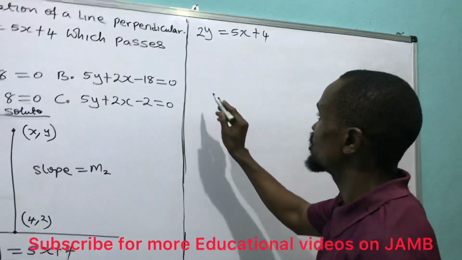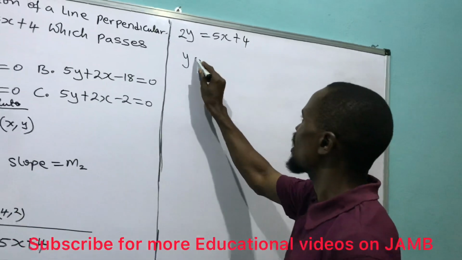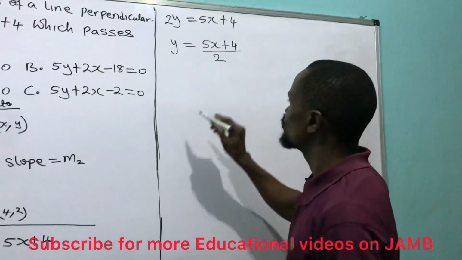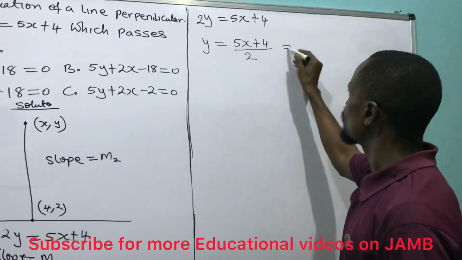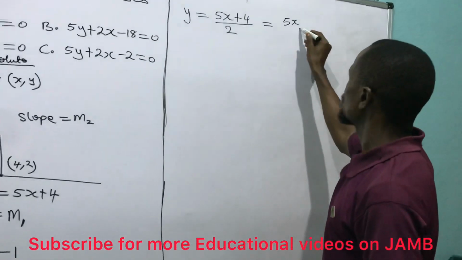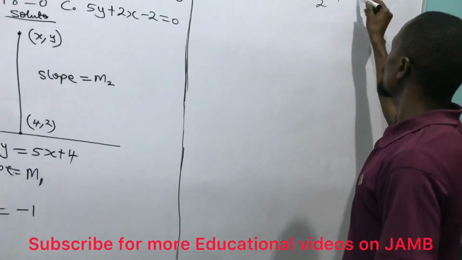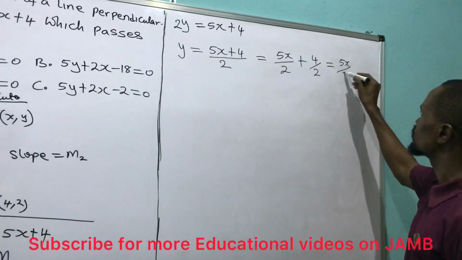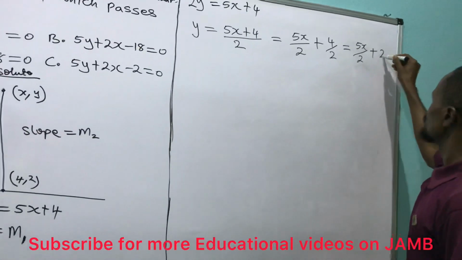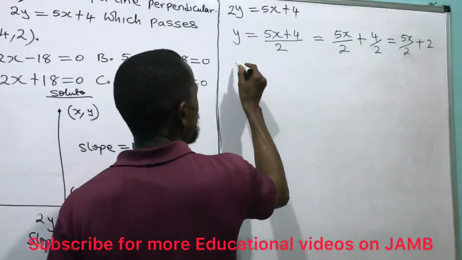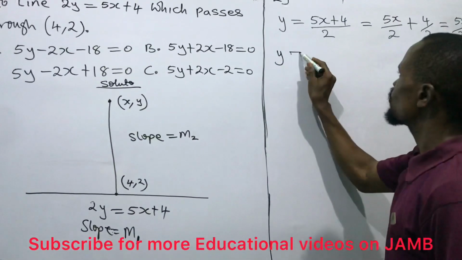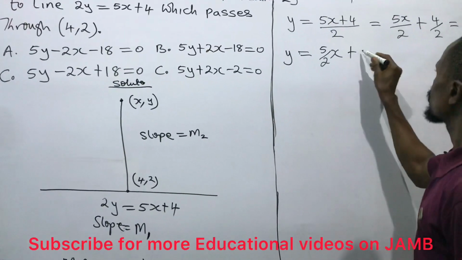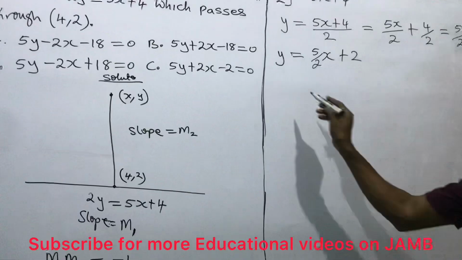I have to arrange it, making y the subject of the formula. I will have y equals 5x plus 4, divided by 2. And this will land me at 5x all over 2 plus 4 all over 2. And this will leave me with 5x over 2 plus 2. Which simply means that my y is equal to 5 over 2 x plus 2. That's it. I cannot say slope yet.